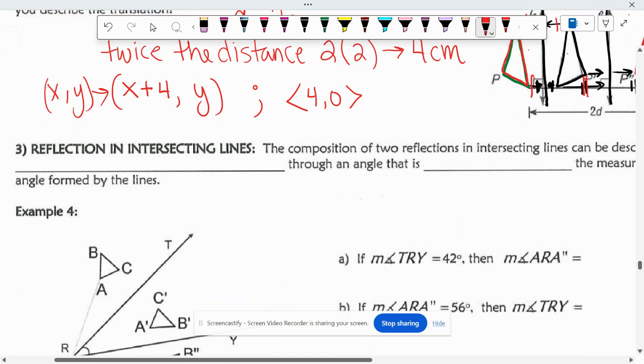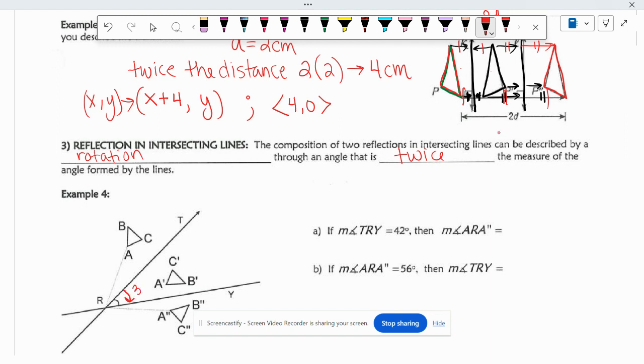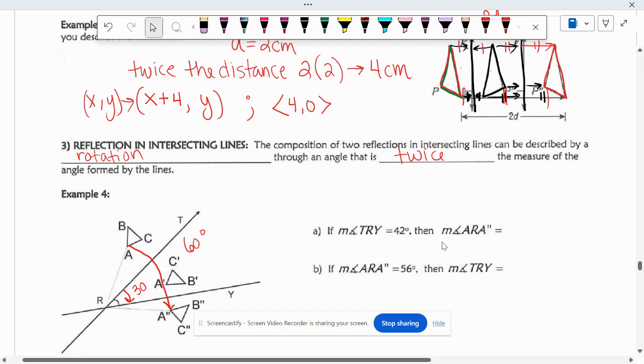All right. A reflection in intersecting lines. The composition of two reflections in intersecting lines can be described as a rotation through an angle that is twice the measure of the angle formed by the two lines. So if this is 30 degrees, then the rotation from A to A double prime is twice that, which would be 60 degrees. That's what that's saying, okay? So let's look at this.